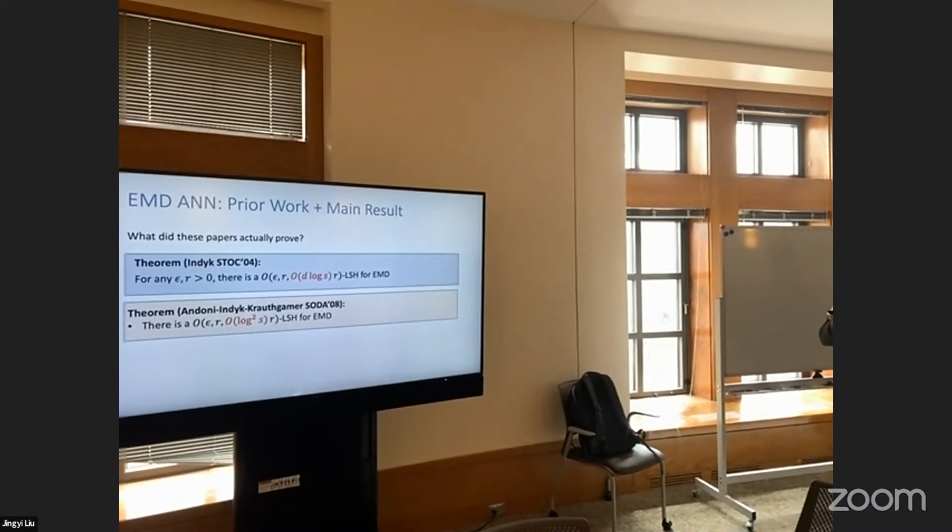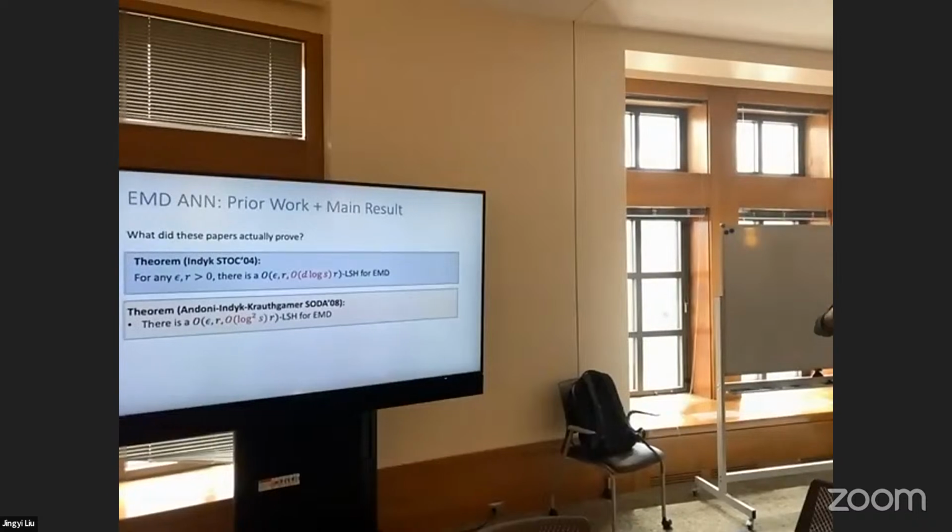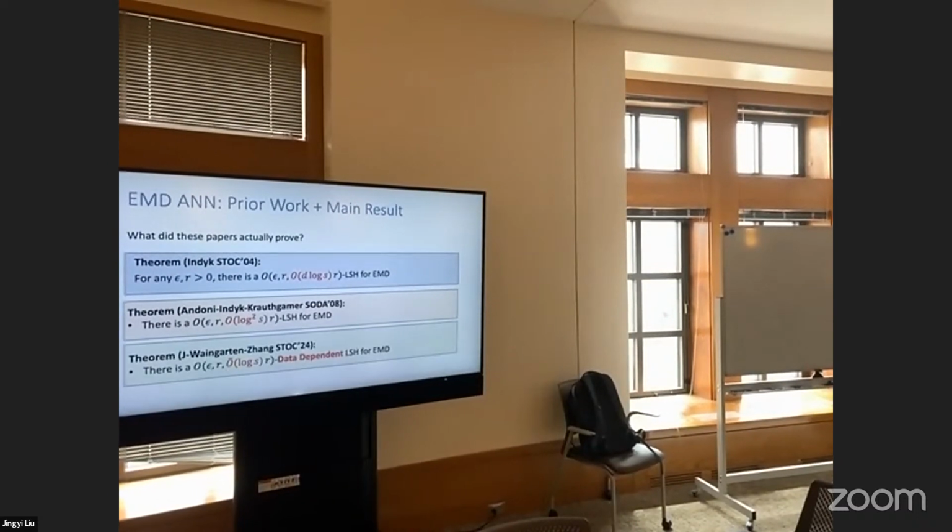Now, the reason I put it this way is that under this language, the main result that I want to tell you about today can be phrased as an epsilon, rho, tilde log s data-dependent LSH for Earth mover distance.